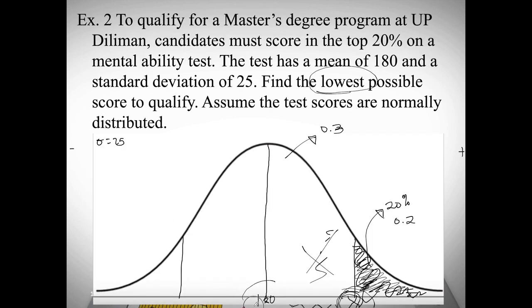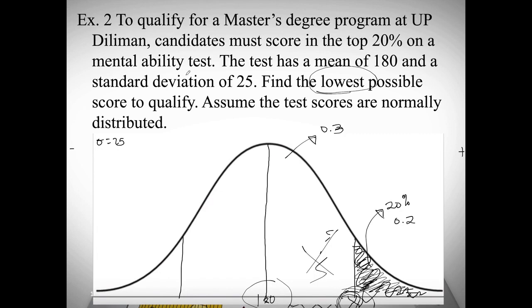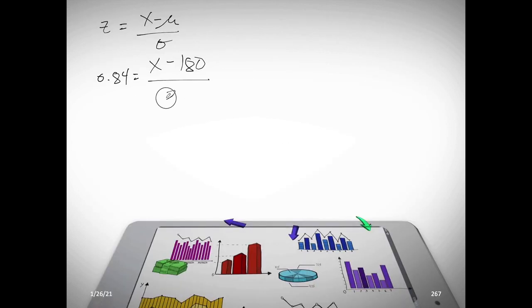Mu is 180, yung average na score nila. So, we have here 180. Standard deviation nila is 25. Okay. So, walang kahirap-hirap, no? Simpleng cross multiplication. I hope you are all familiar with this. Naturo naman to ng high school math, basic math.